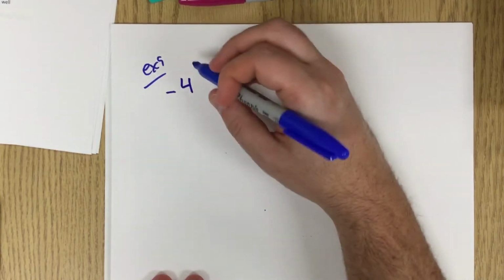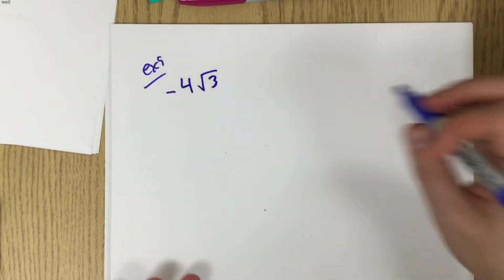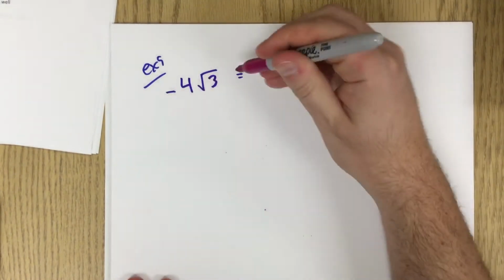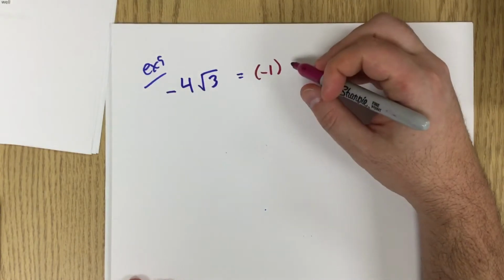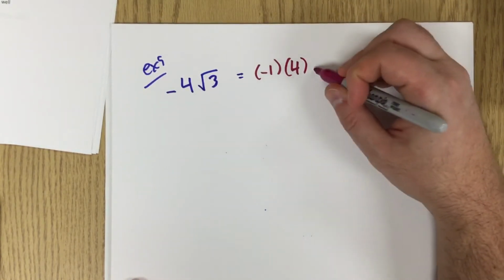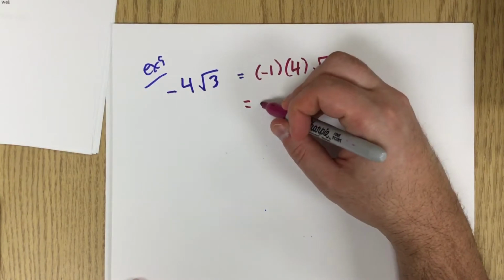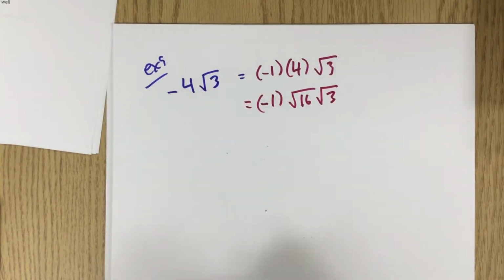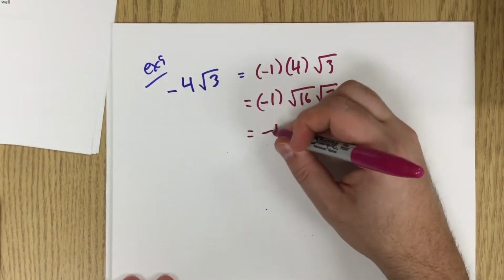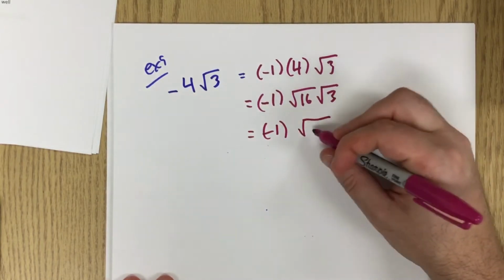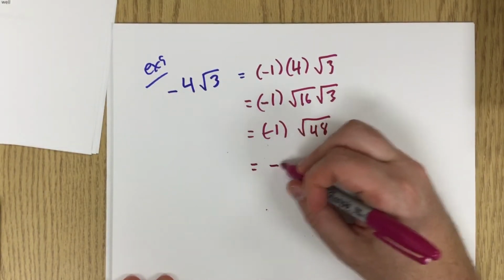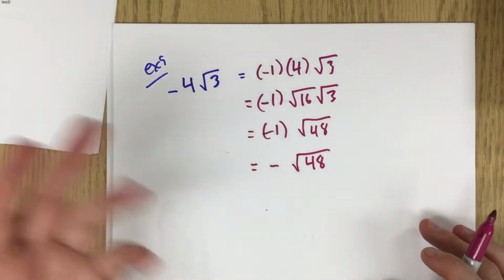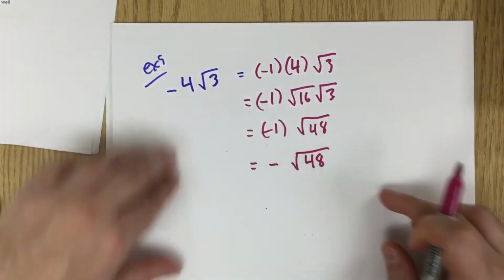Let's say I had a minus 4 root 3. So I'm going to take the minus and write it as a minus 1. So it's going to be minus 1 times 4 times root 3, which is minus 1 times root 16 times root 3. And root 16 times root 3 is going to be root 48, which is minus 1 times the square root of 48, which is minus or negative root 48. So you can go from mixed radicals to entire radicals.